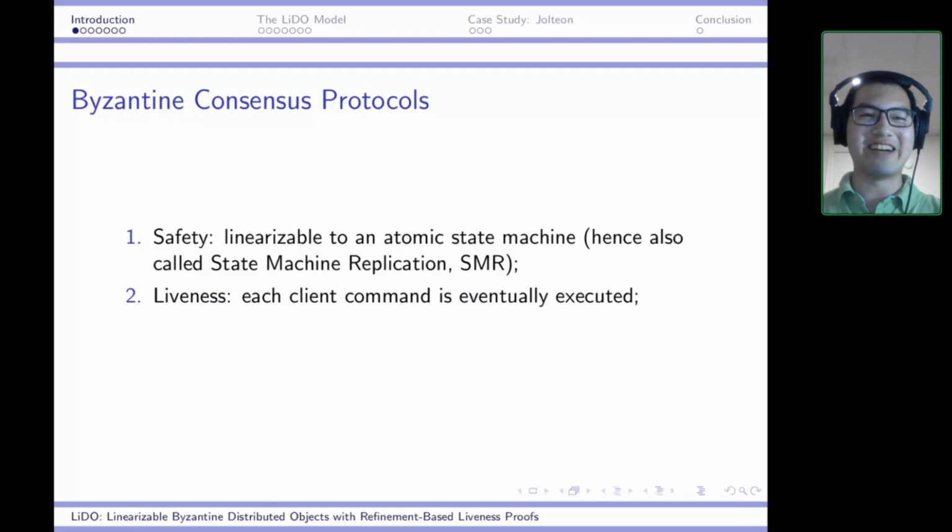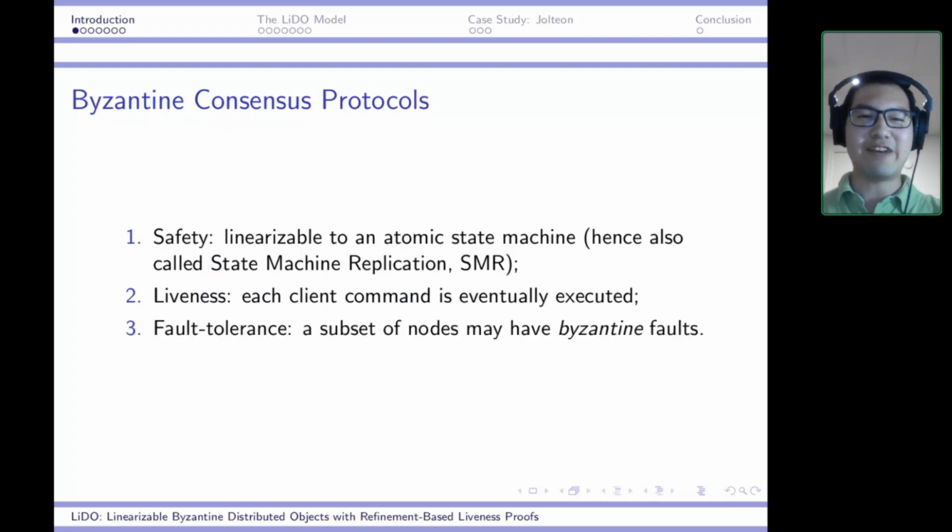Now, beyond safety, of course, we also expect the protocol to satisfy liveness, which means that if a client submits a command, then it's eventually executed. And finally, we expect the protocol to tolerate a subset of Byzantine faults, meaning when the nodes are faulty, they can send out any possible message. And that contrasts with benign faults, where the faulty nodes do nothing.